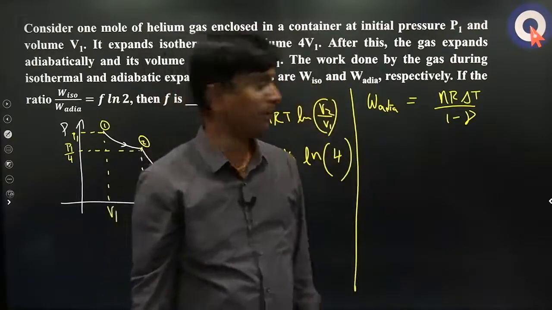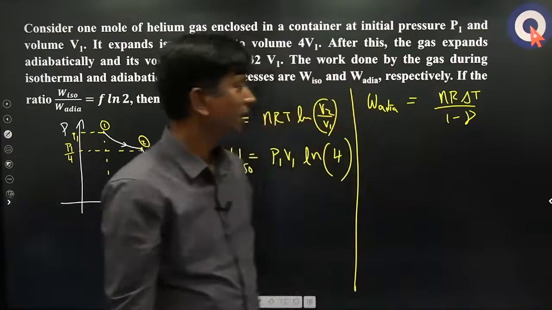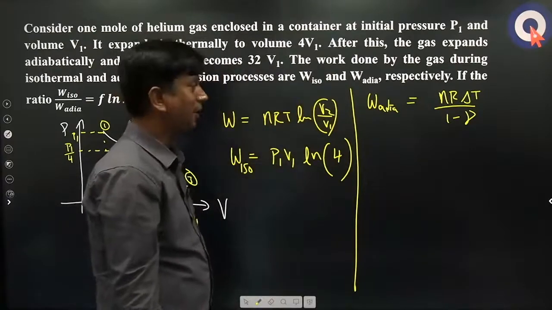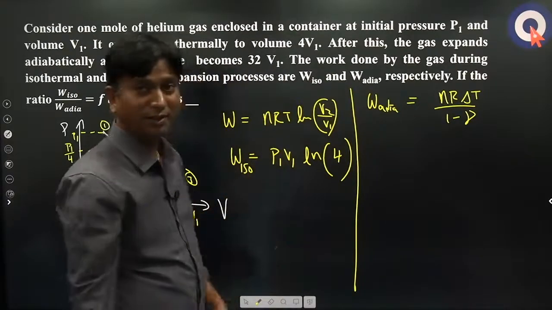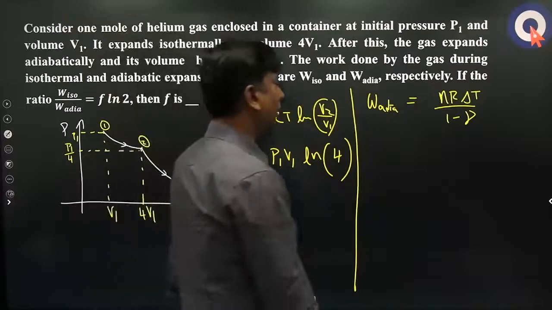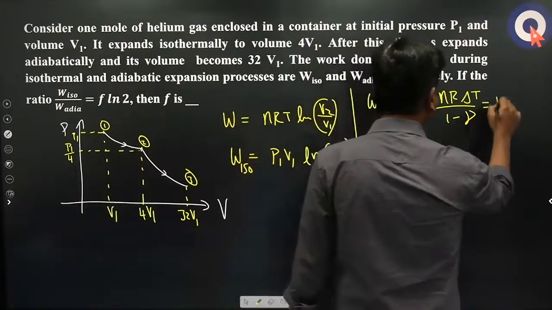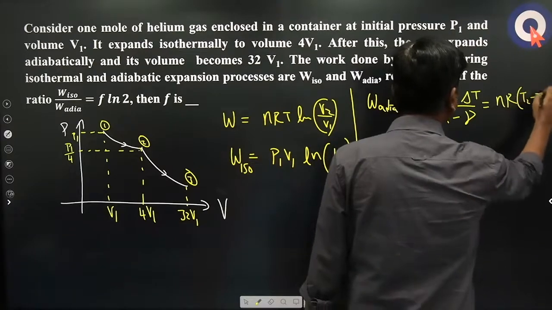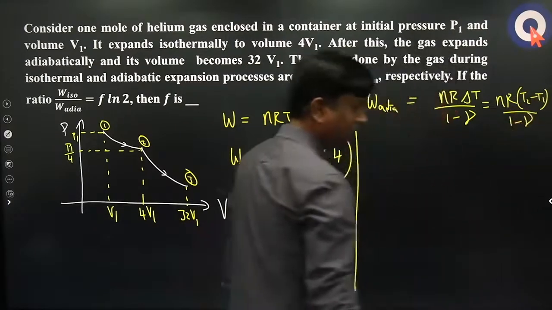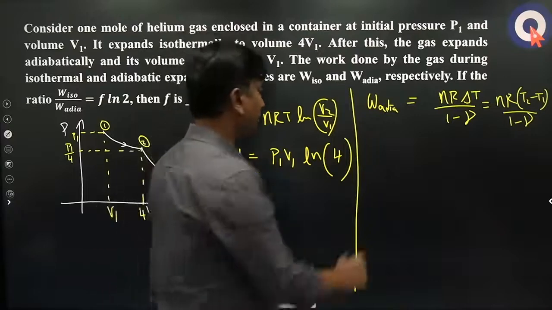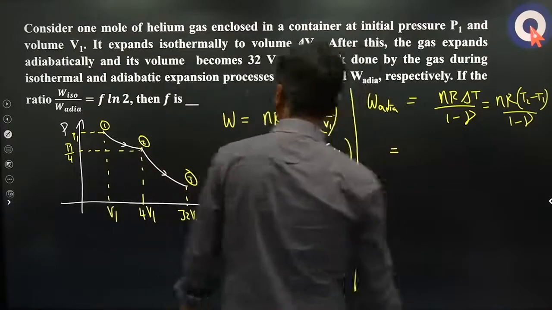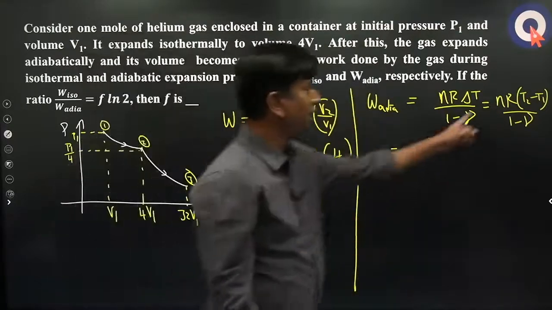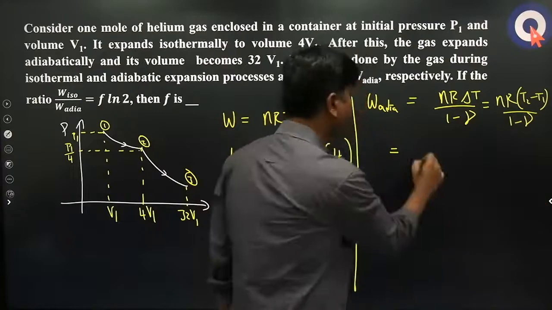Cv is R by gamma minus 1. So that is nR delta T by 1 minus gamma. But temperatures are not given again, right? So you can write it as nR into T2 minus T1 by 1 minus gamma. So T2 you can write in terms of nR. What is nR T2? P2 V2.